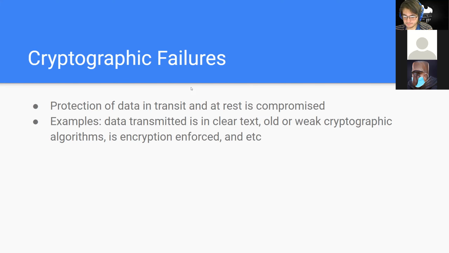The next one will be cryptographic failures, which is just in general protections of data in transit or whatever is compromised. Some examples for this one could be data in clear text, which means no one hashed it, or older or weak cryptographic algorithms like MD5, which is a pretty weak algorithm, and no encryption enforced. So you could say plain text in the database, and so on.